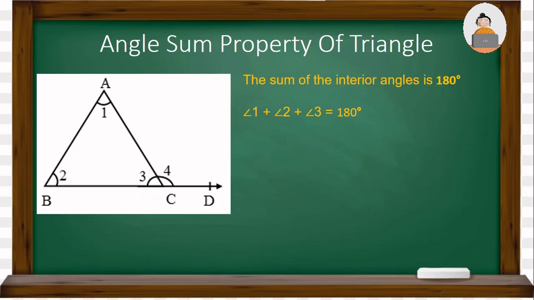So friends, the next topic we are going to learn about is the angle sum property of a triangle. The angle sum property says that the sum of the interior angles of a triangle is equal to 180 degree. As you can see in the diagram, I have drawn a triangle ABC and the interior angles are named 1, 2 and 3. So our property says that the sum of the angles 1, 2 and 3 will be equal to 180 degree. We are going to prove this property in our next slide.